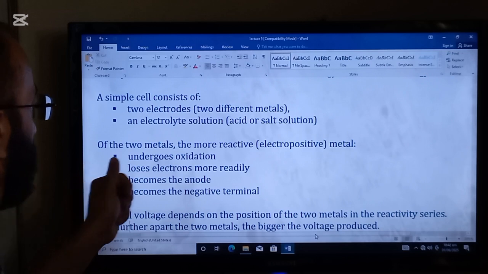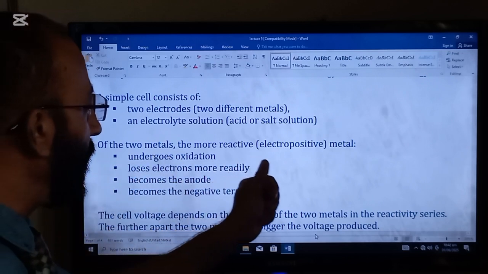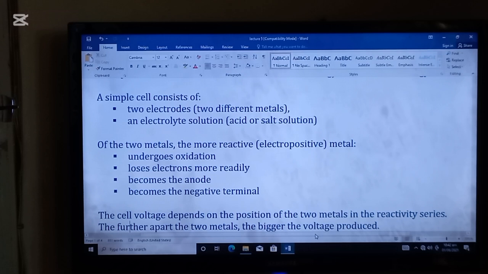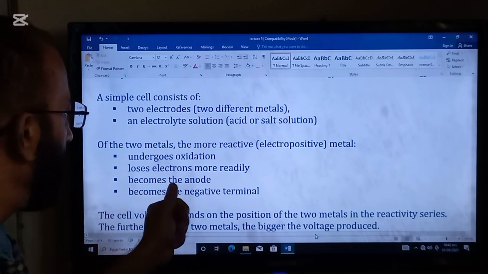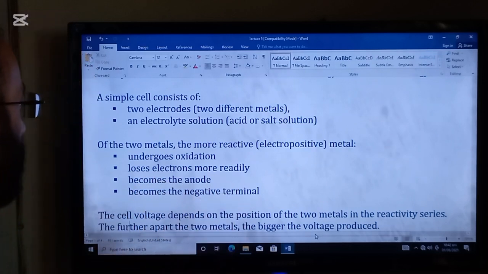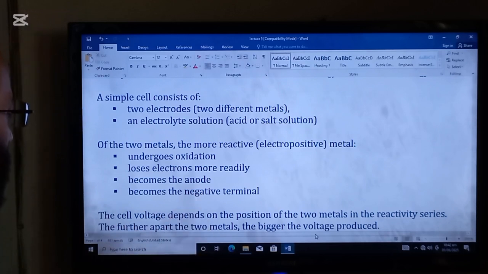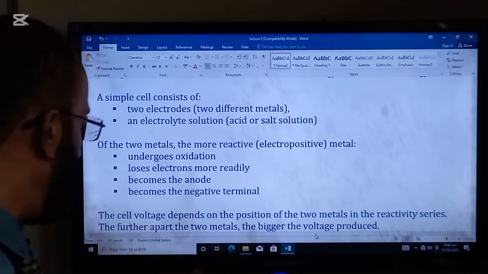So, of the two metals, the more reactive metal, electropositive metal, undergoes oxidation, loses electrons more readily, becomes the anode, becomes the negative terminal.